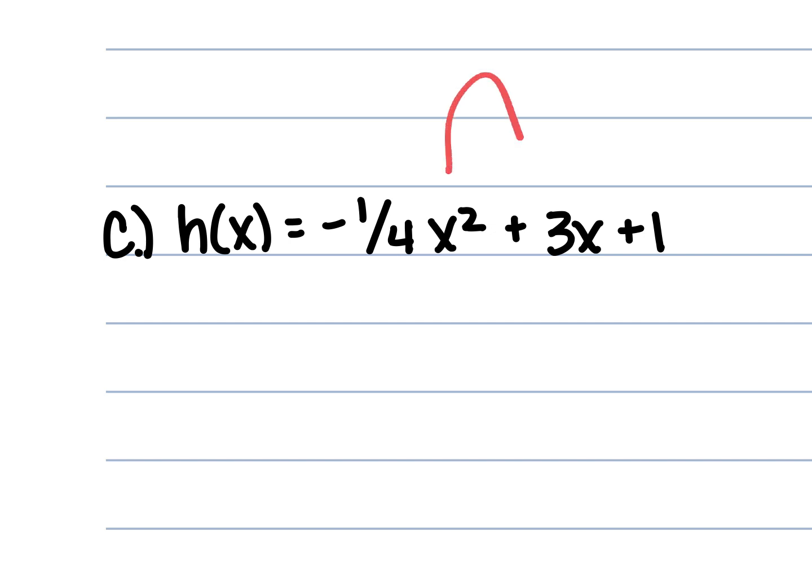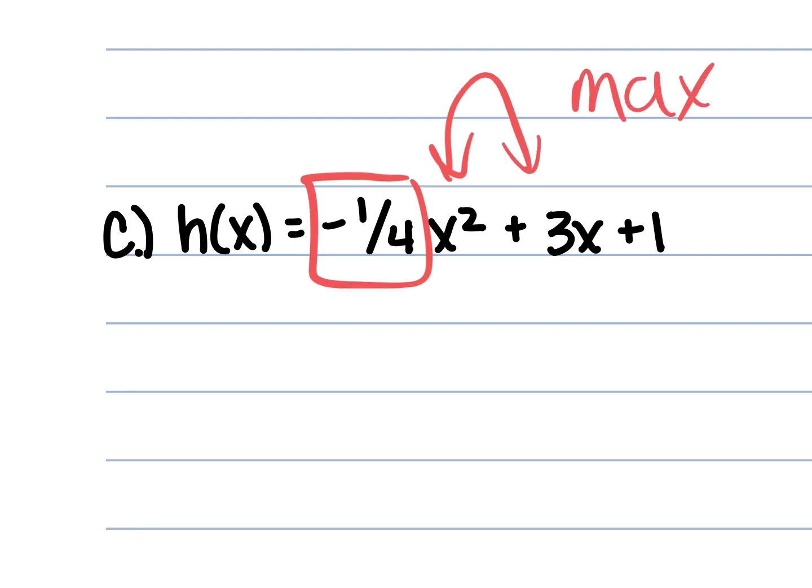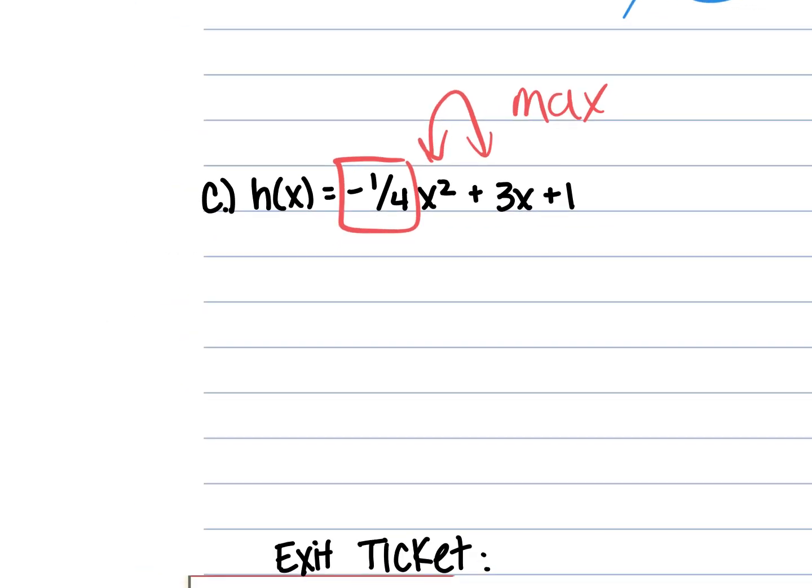It's upside down. Why do you know it's upside down? It's a negative for the a value. That's the only one that we care about, okay? So, if it's facing down, max or min? Max. Very good, okay? So it's going to be a maximum. What do I do at this point? Christian? Get the AOS or the fraction thing. Thank you, the fraction thingy. AOS, x equals negative b over 2a.